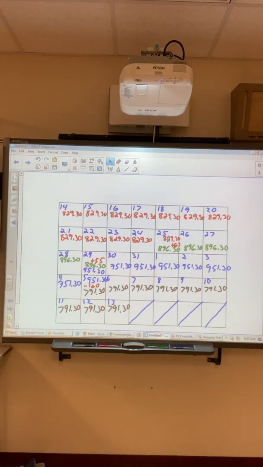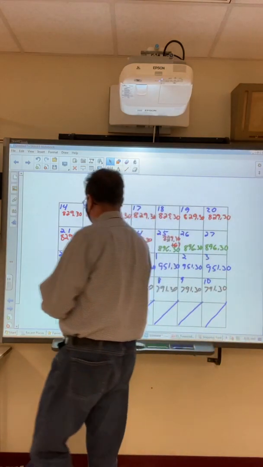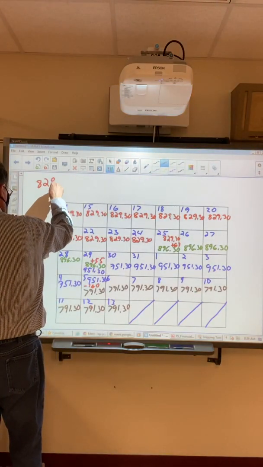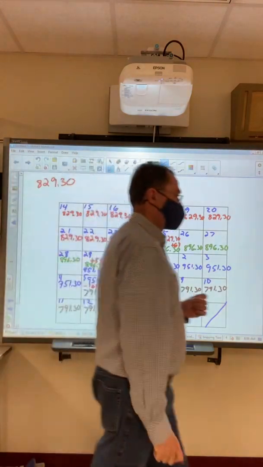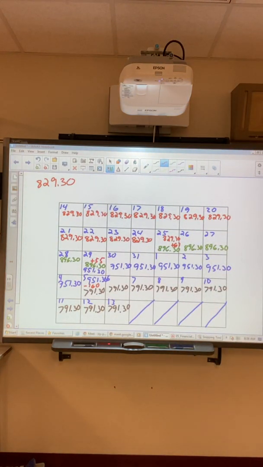So, I'm going to ask you now, remember how we did average daily balance, right? We found the number of days that had a certain balance, and then we added them all up. Now, I hope you can see how we're going to do average daily balance. We're going to see on the 14th, there was 829.30, right? How many days was the balance 829.30?